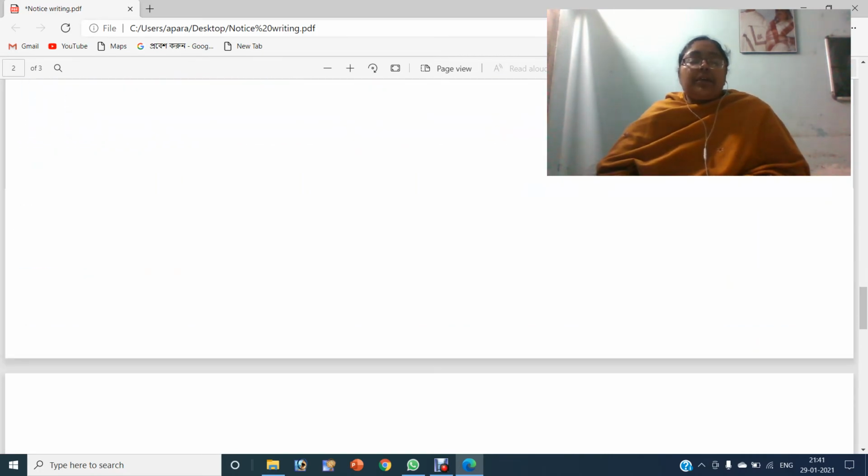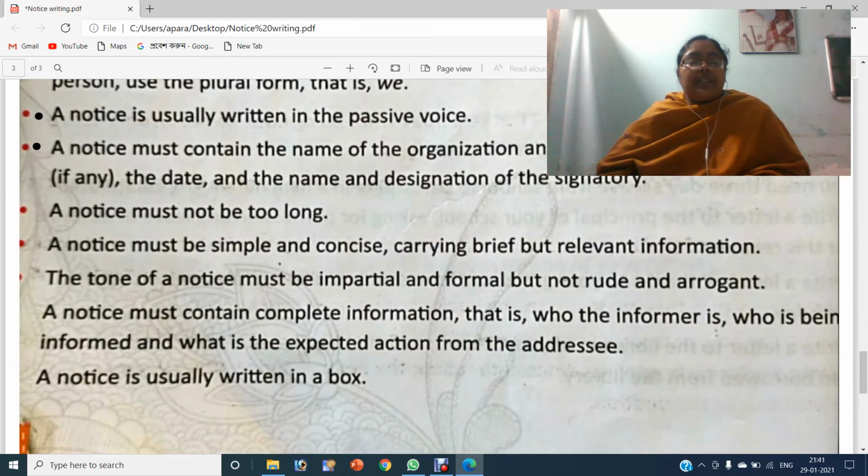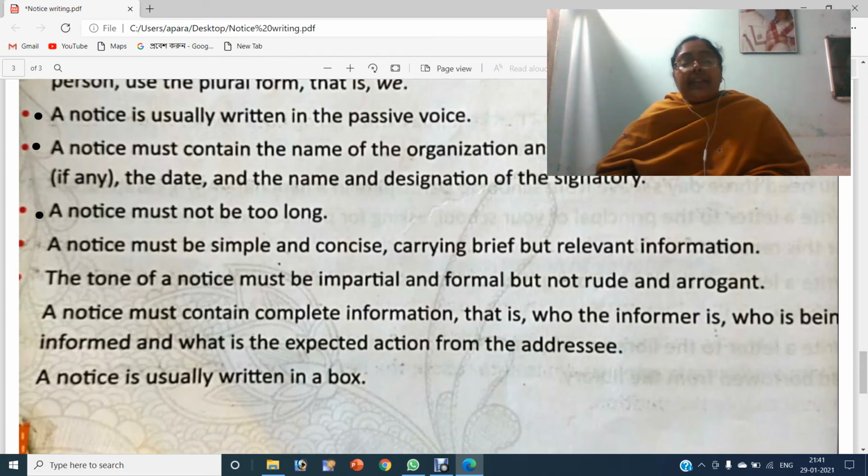So coming down, just see here the next part. A notice must not be too long. Whatever we want to say must be completed in a simple and short language. Okay. So a notice must not be too long. All of you are to keep in note that a notice cannot be too long. And then the next part.